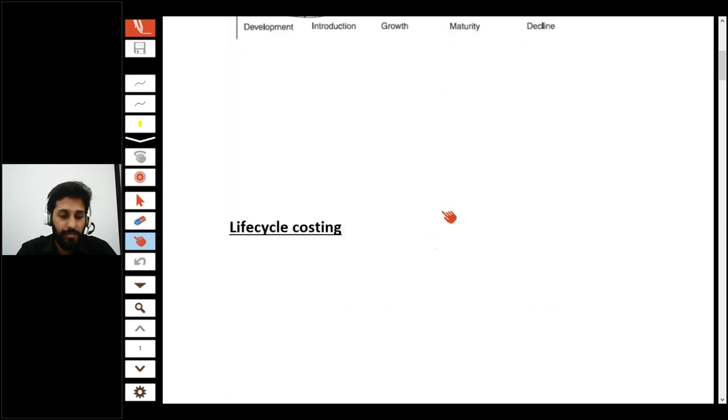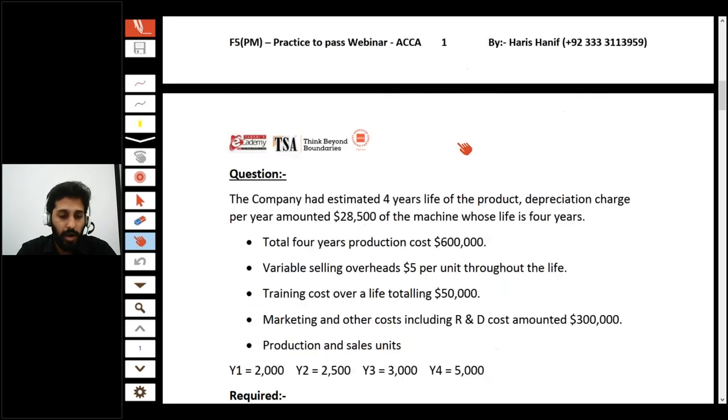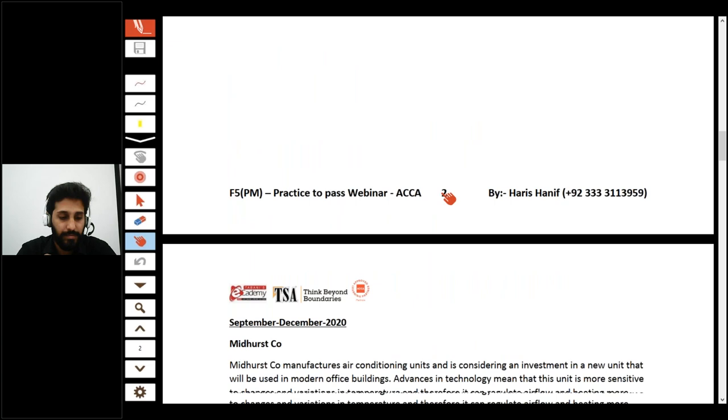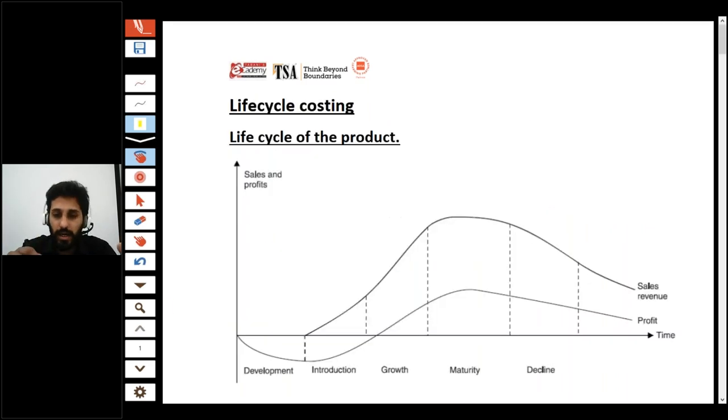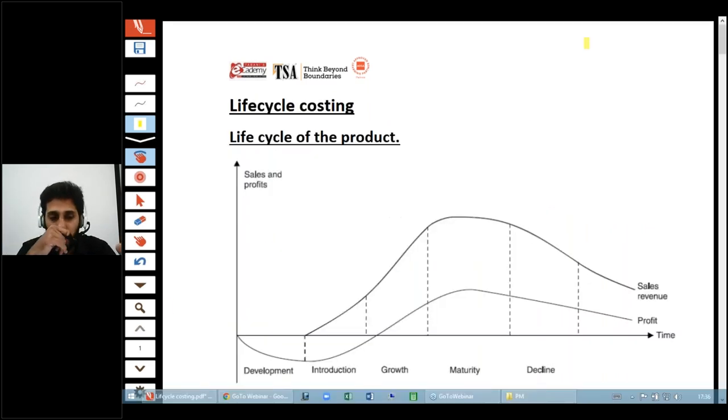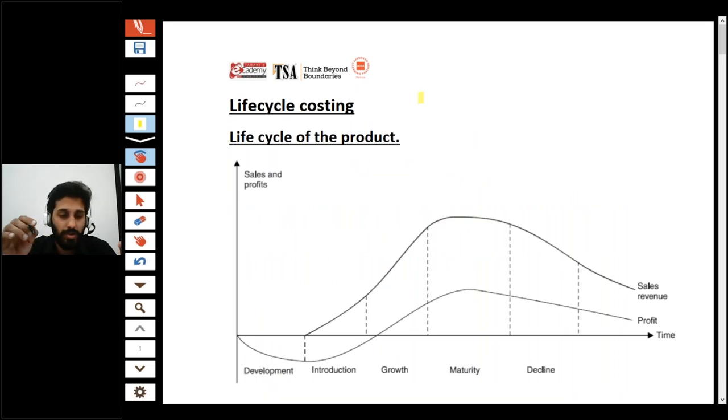This is the graph, a question, and the September-December 2020 case OTQ. I would love to show this first, so that you know what you are actually doing. So let's move ahead for the understanding of the topic, life cycle costing.